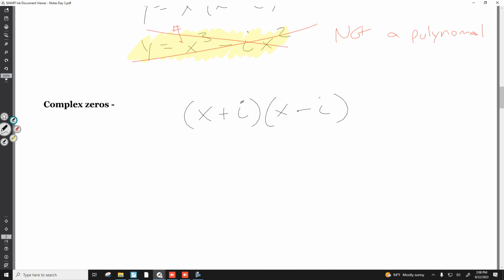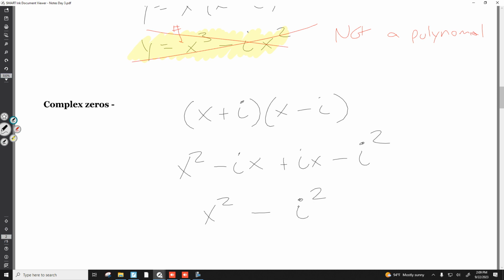Close. No, x squared. You are not distributing everything. What is i squared? Ready? X times x is x squared. X times negative i is negative ix. I times x is positive ix. I times negative i is negative i squared. We get x squared minus i squared.